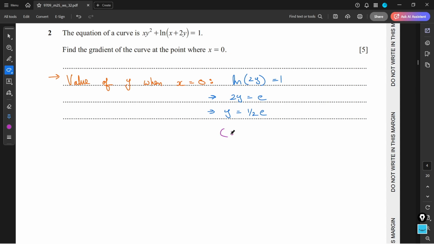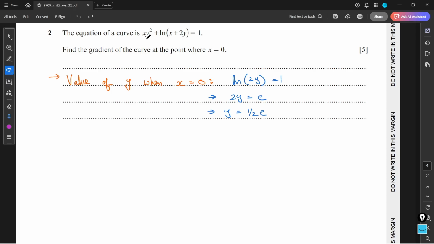So now that we have the coordinates x and y at which we are trying to figure out the gradient, I now need to find the equation of the gradient. I can do this by differentiating this implicit equation with respect to x. Now please note that in doing this, whenever I differentiate x with respect to x, it is going to be a normal thing.